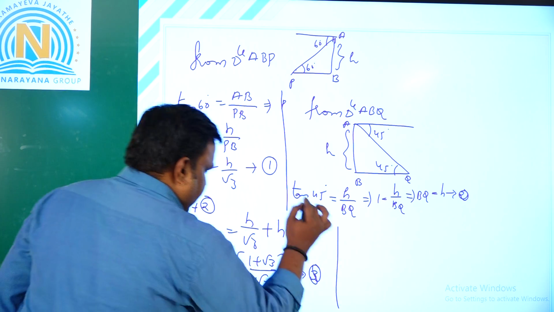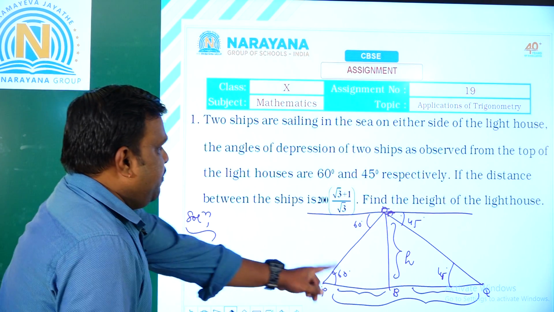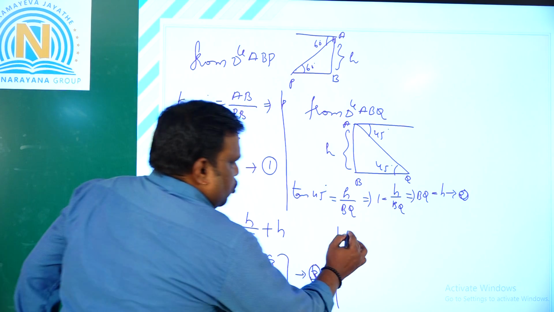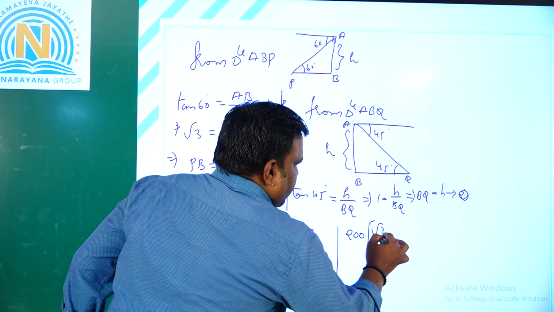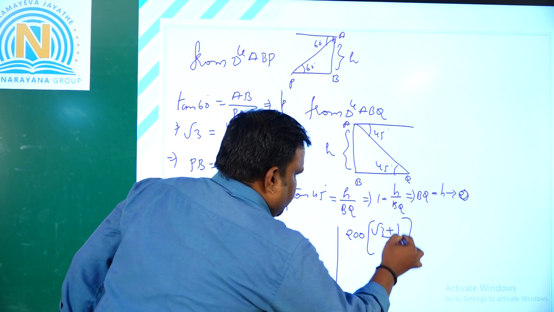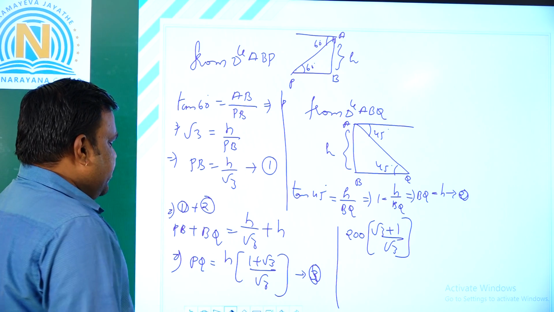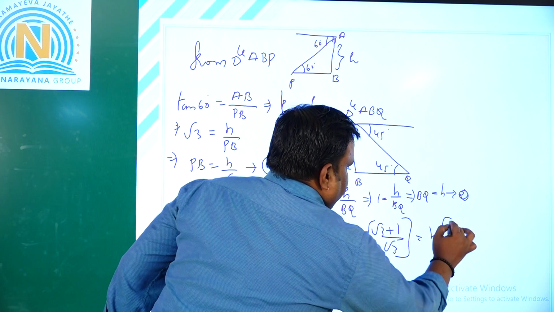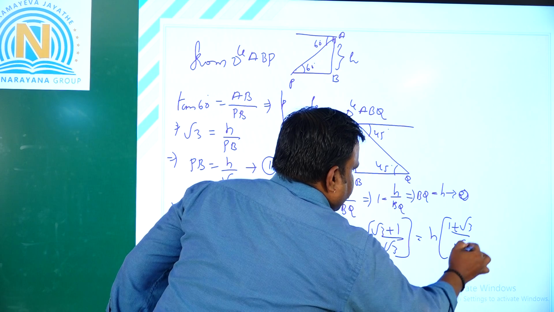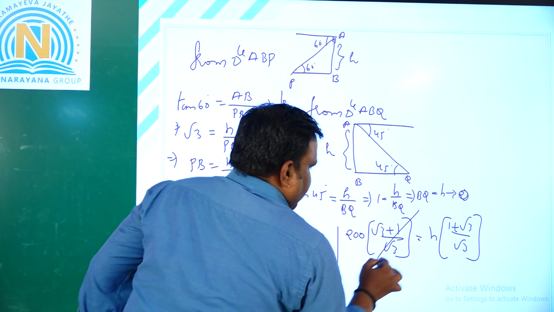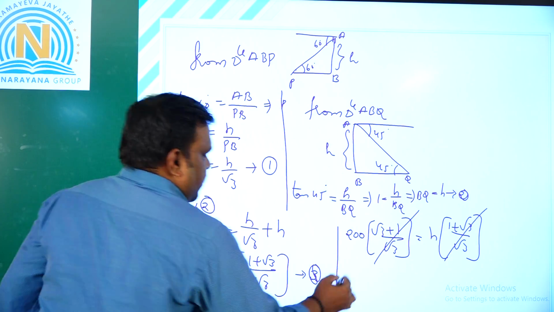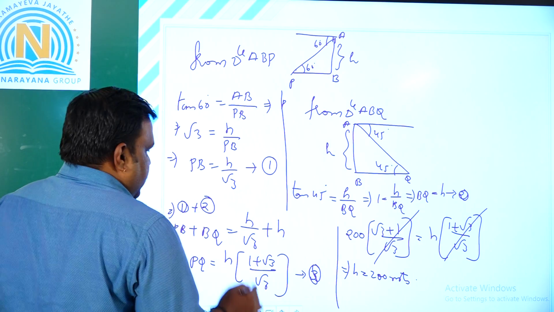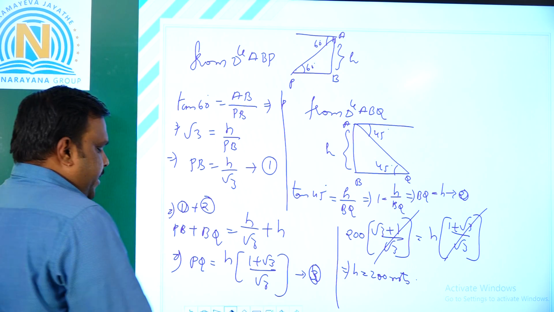But if you observe properly, what is the distance PQ given for us? 200 into root 3 plus 1 by root 3. Substitute here: 200 into root 3 plus 1 by root 3, instead of PQ, that is the distance between the two ships, is equal to the value you got, H into 1 plus root 3 by root 3. Right? On either side, root 3 plus 1 by root 3 and 1 plus root 3 by root 3 get cancelled. From here H is equal to 200 meters. So that is the height of the lighthouse, 200 meters.